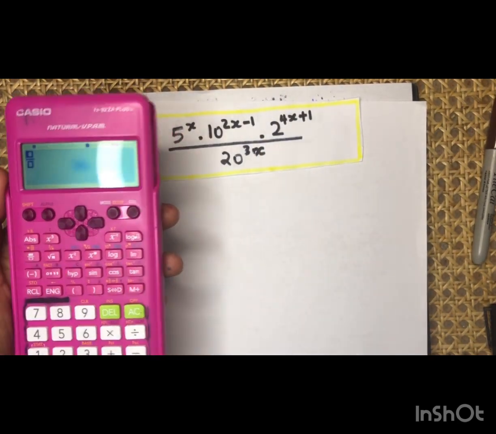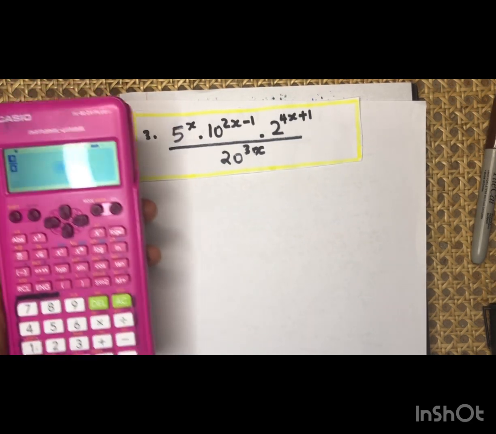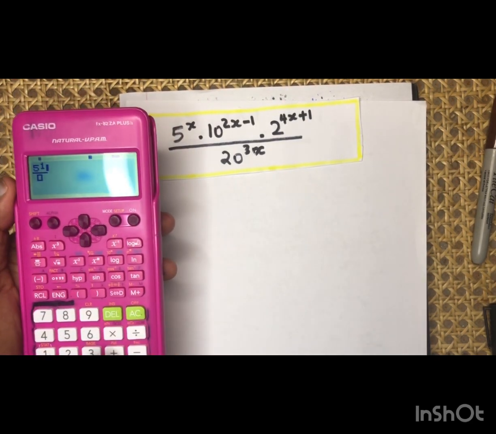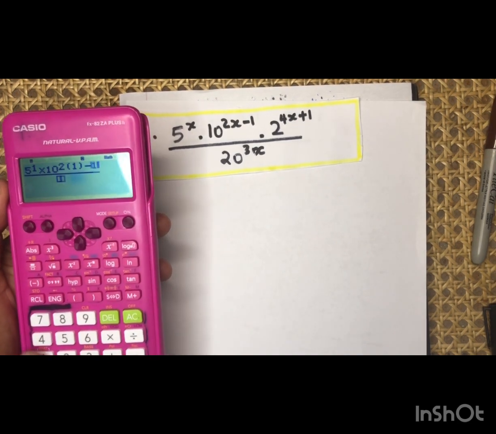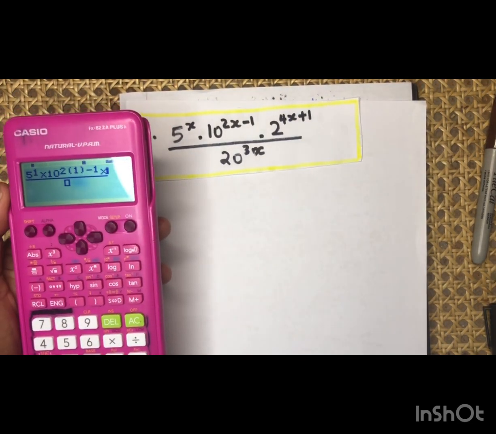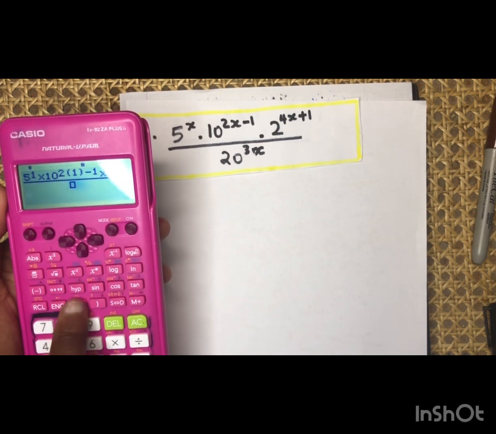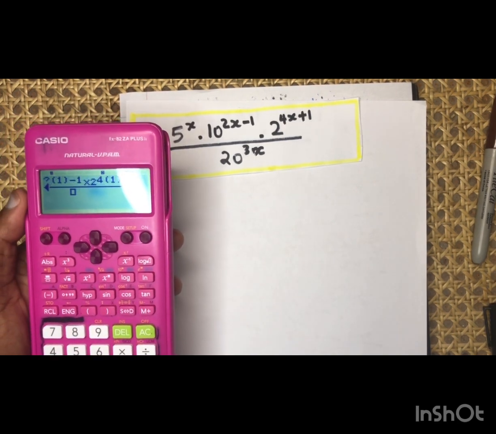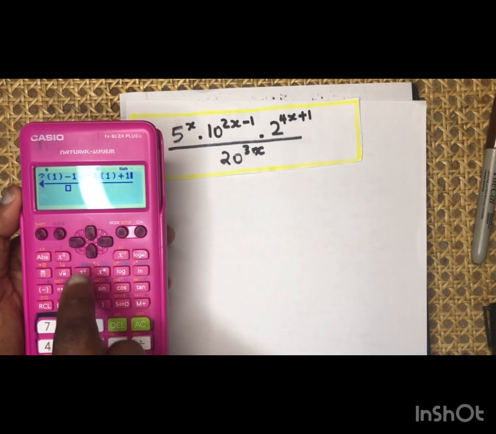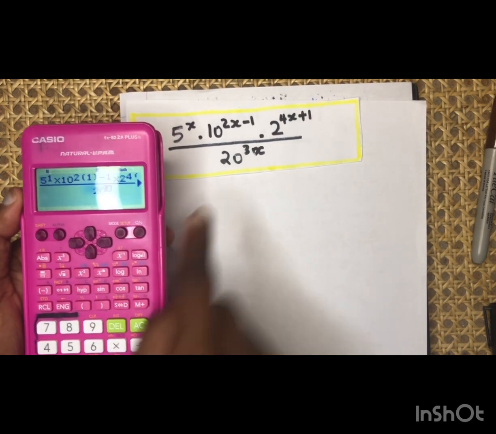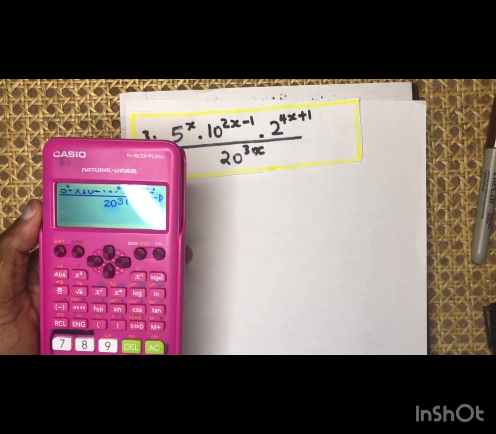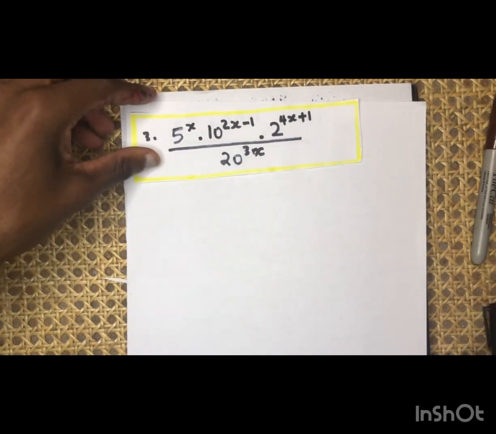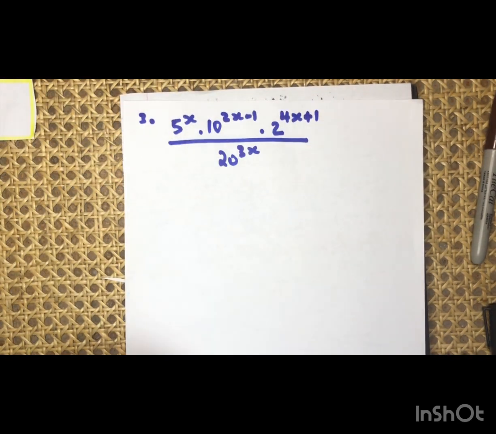So I'm going to put the fraction 5 to the power 1 times 10 to the power 2 into 1 minus 1, then times by 2 to the power 4 into 1 plus 1. Hope you can see. Then we go down to 20 to the power 3 into 1. We're looking for 1 over 5. Alright, let's take it. So this is the question.